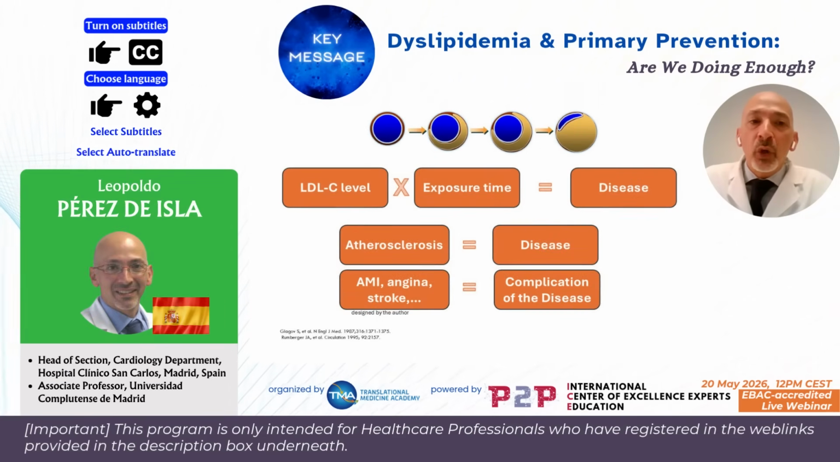So we have to keep in mind that not only the LDL cholesterol level is important, but the exposure time is also important, because atherosclerotic disease depends on these two variables. And we always have to keep in mind that atherosclerosis is the real disease. The complications of this disease are acute myocardial infarction, angina, and stroke. So we have to differentiate between the disease and the complication of the disease. If we want to deal with the disease, we have to deal with atherosclerosis. And we don't fight atherosclerosis with stents. We fight atherosclerosis with lipid-lowering treatment.